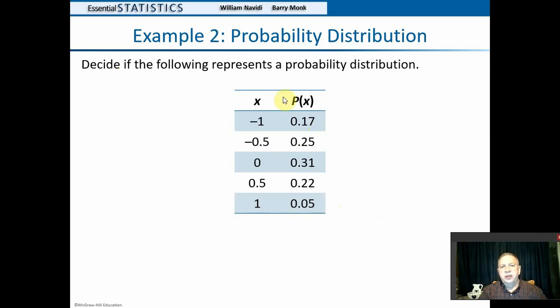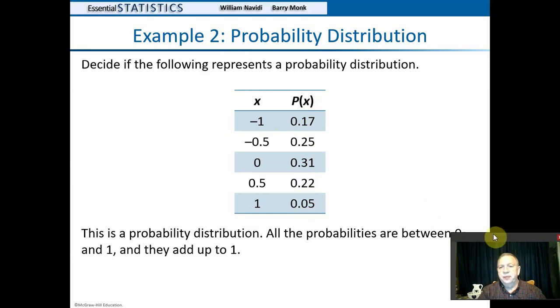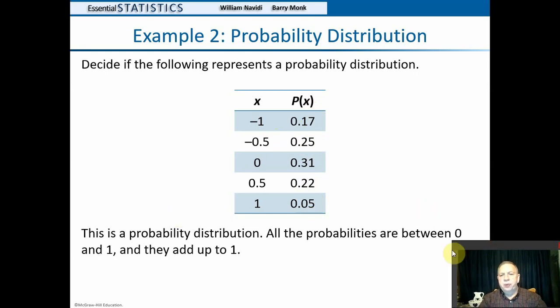So what about this one? Here I've got x being -1 and -0.5. But that's okay. It's just the probabilities that need to be between 0 and 1. And if I add these up, they need to equal 1. And I believe this is going to be a good probability distribution. All of the probabilities are between 0 and 1, and if I add up all these probabilities, they add up to 1.